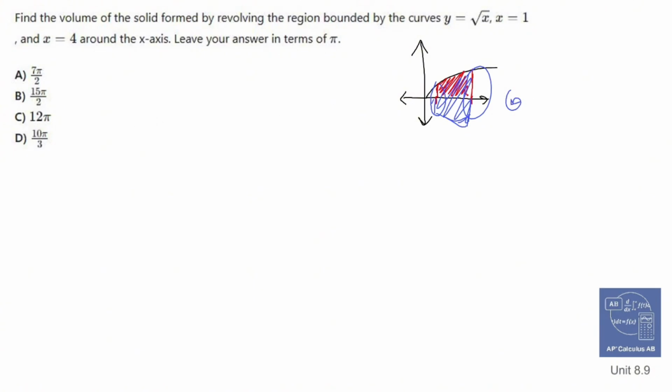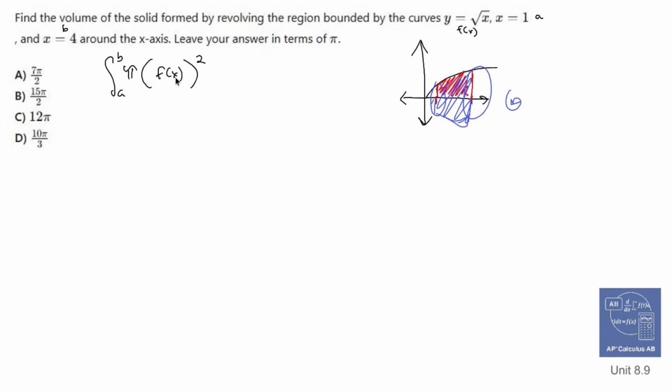So the method that we are going to use to do this is called the disk method. The disk method is found by taking the integral from your lower limit to your upper limit, so in this case from 1 to 4, and we're going to take the integral of pi times f of x, which is going to be the original equation that you're using, squared.